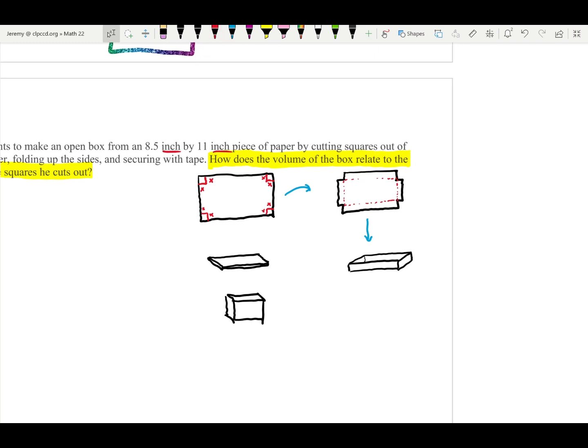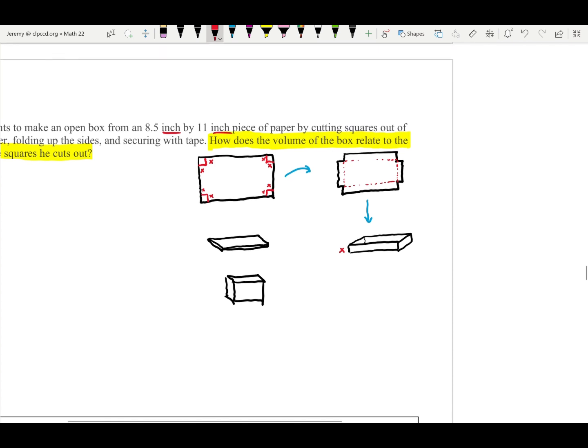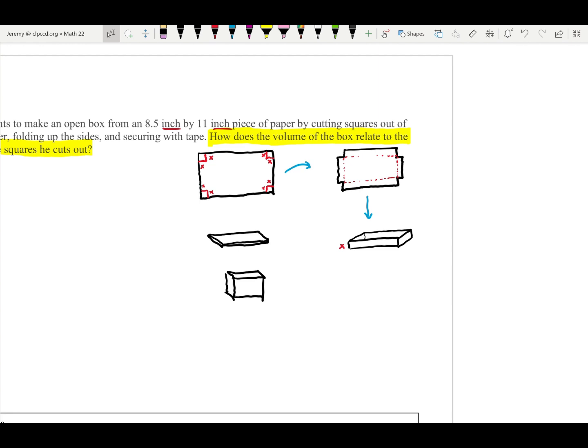Okay, so now when we fold up these sides, the height of the box is going to be x, right? Because the height is really determined by how large these cutouts are. Now, how about the other dimensions? Because to find the volume, we're also going to need to know what the width and the length of that box are. So how can we find those?